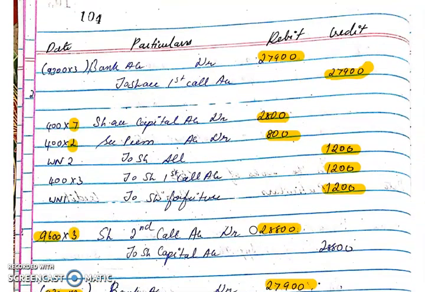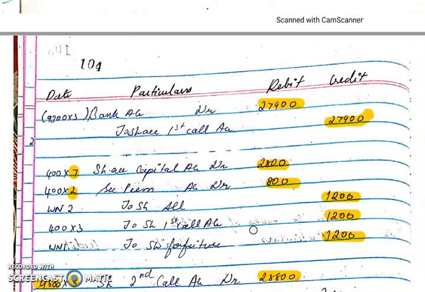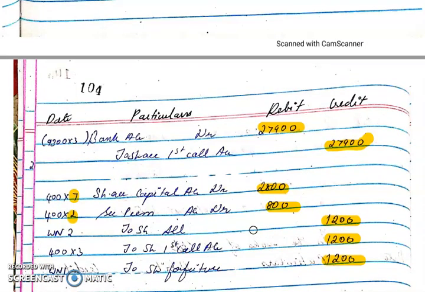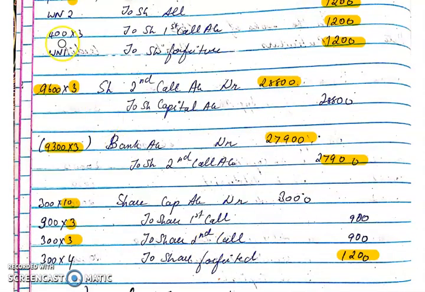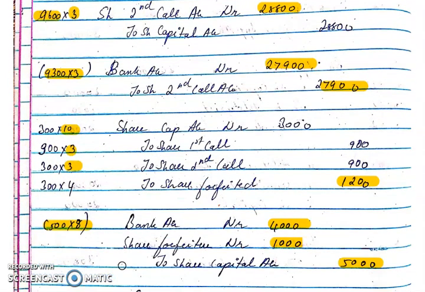So one main thing which you have to note in this sum is, as soon as the first call is made, these 400 shares are forfeited. Then you have to note that as soon as the 400 shares are forfeited, only the remaining shares will be taken into account for the second call. Then next the 300 shares have been forfeited. For that you have to do it separately.